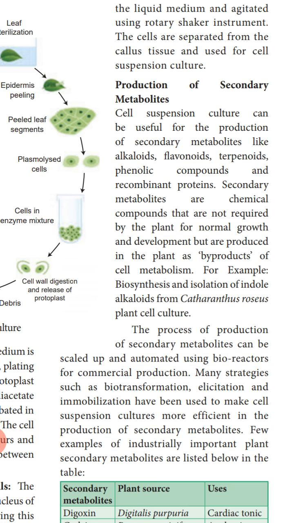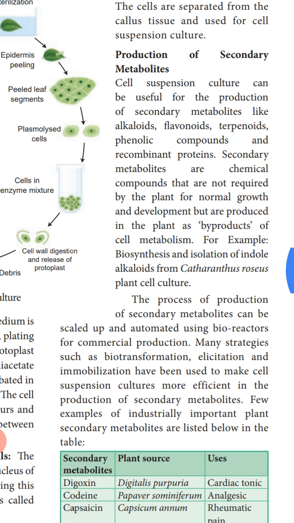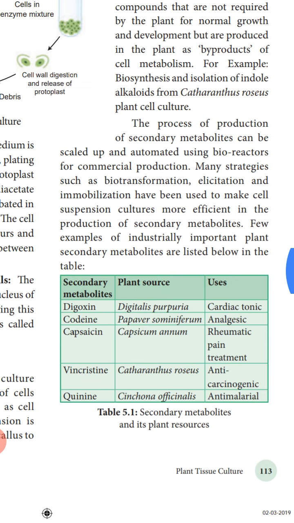A few examples of industrially important plant secondary metabolites are listed below in the table, and this is a very important one. Secondary metabolites, again an important topic. All these secondary metabolites, their source as well as the uses, you have to remember. So the first secondary metabolite is digoxin. Digoxin is obtained from the plant Digitalis purpurea. It is used as a cardiac tonic, for heart disease.